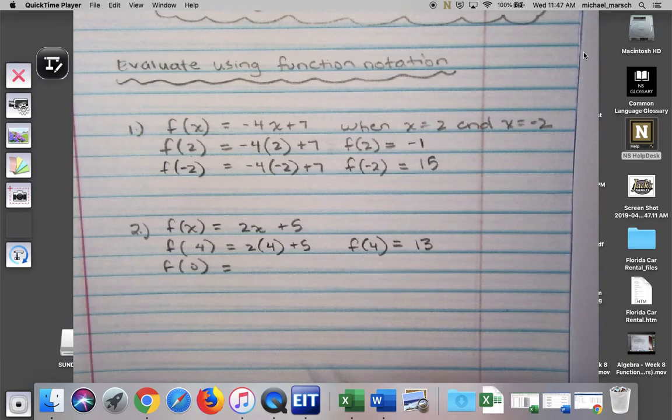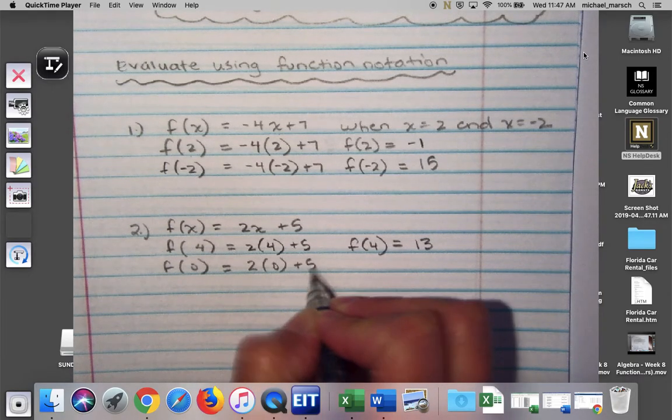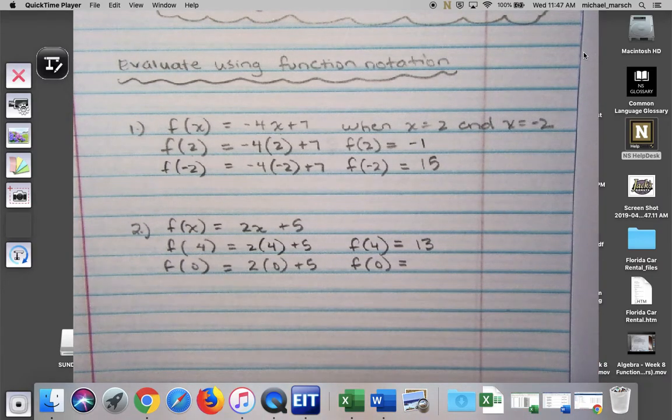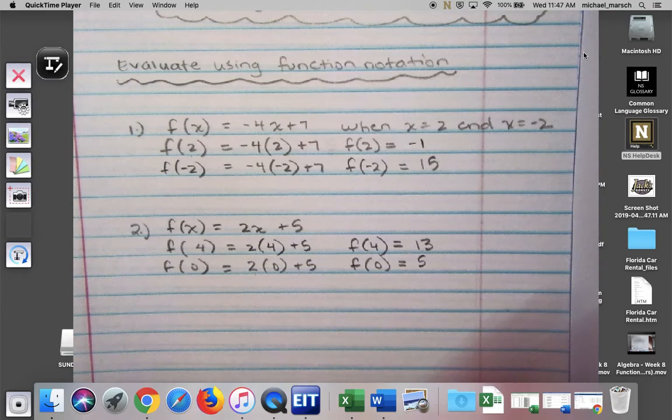Okay? So what if I have the function of 0? What will that be? Ben? 5. Right? Because 2 times 0 plus 5 is 5. All right, we'll do one more.